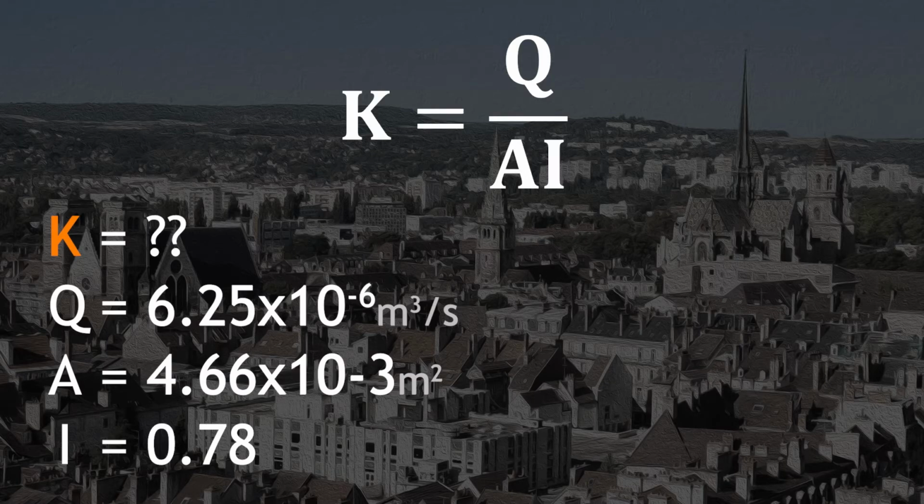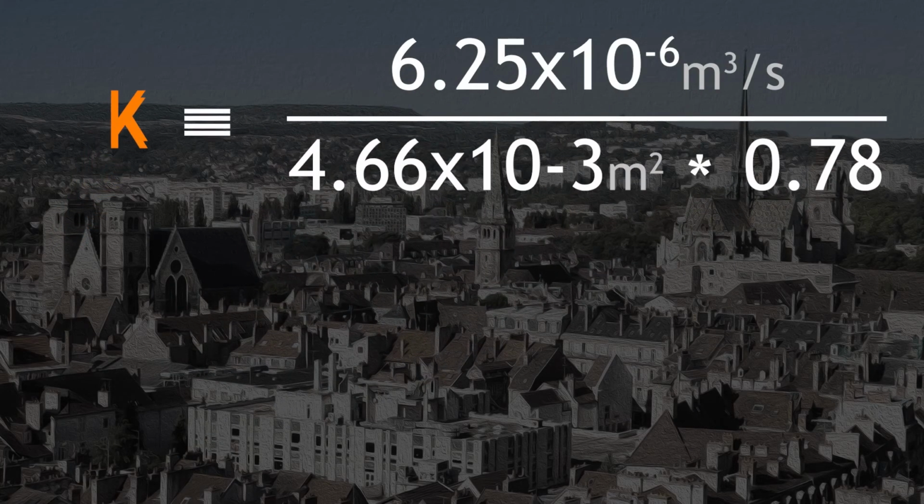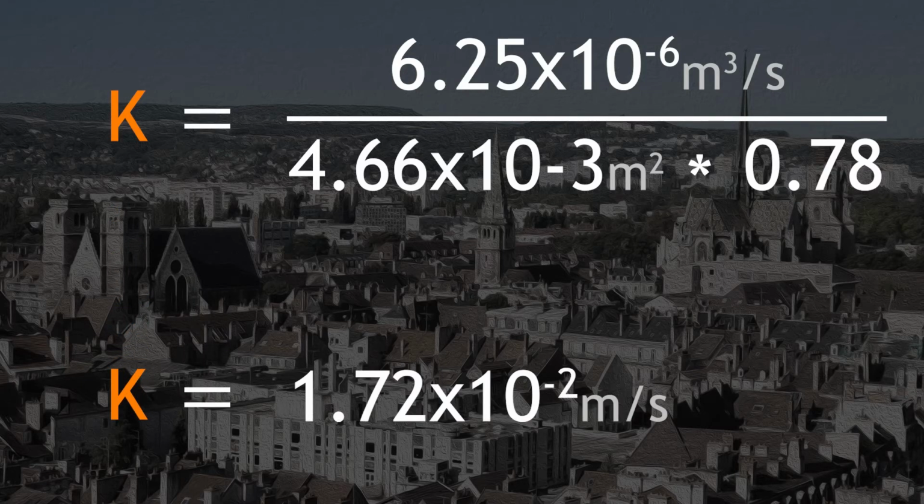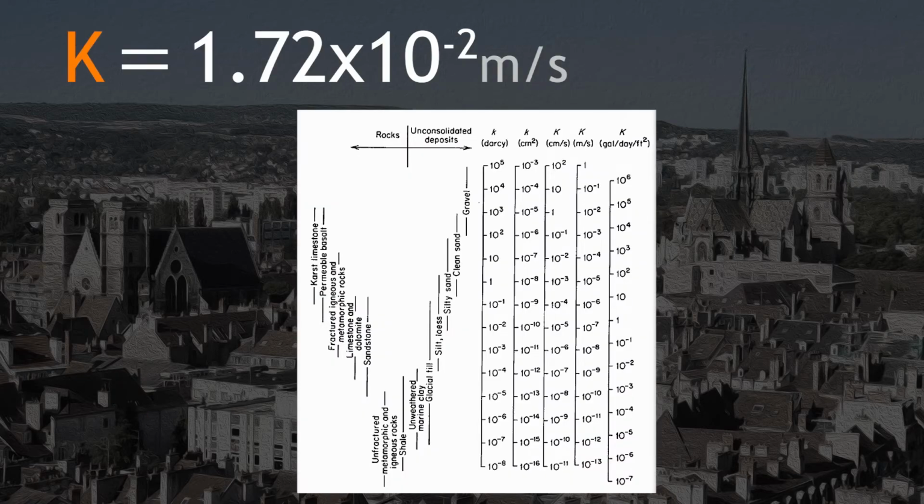With all of our data acquired and our variables filled, we are finally prepared to calculate our hydraulic conductivity. The result is a K value of 1.72 times 10 to the negative 2 meters per second. At this point, we should now ask, what does it mean? And how does it compare to the K values of other media? For that, let's look at a diagram of K values for common types of sediment and soil.